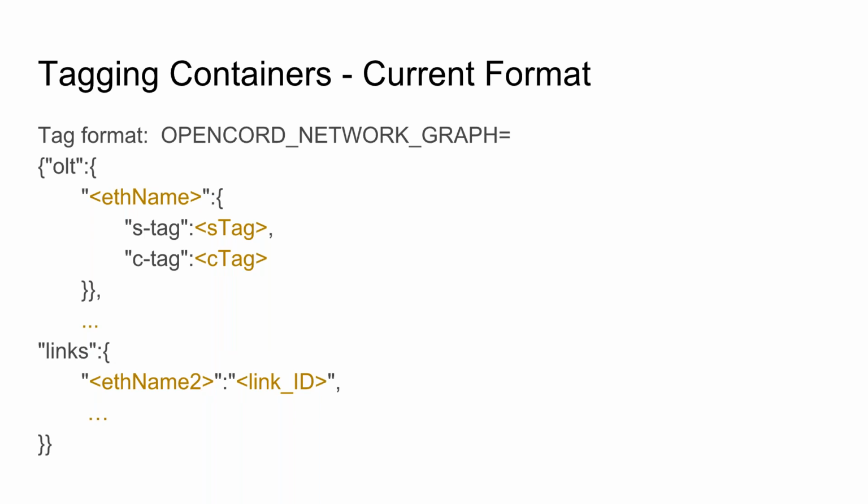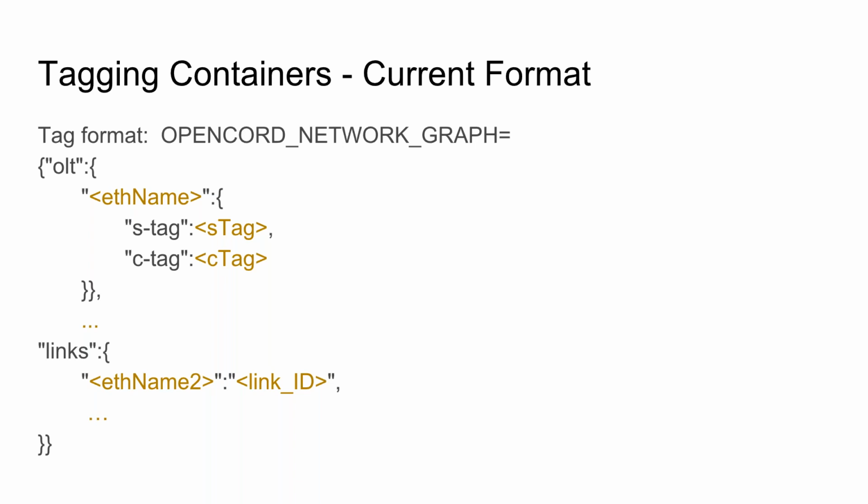So for the demo, here's the current tag format. If you want two containers to be connected, you go in the link section at the bottom and give them the same link ID. So it's whatever interface name you want in that container and a link ID. If two containers have the same link ID, then a layer 2 link will be created between them.